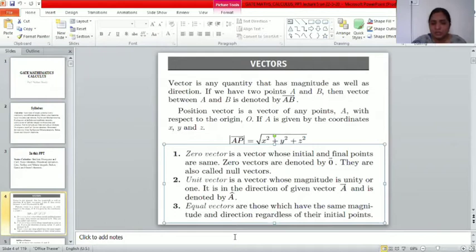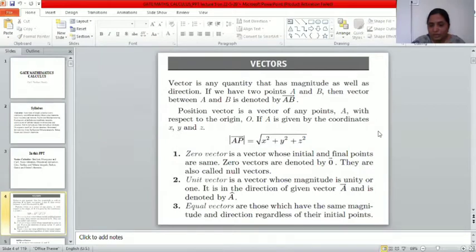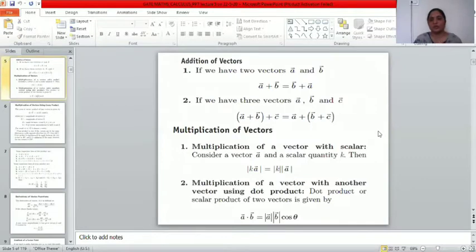Then equal vectors are those vectors which have the same magnitude and same direction regardless of the initial points. So initial points can be anywhere, but if they have the same magnitude and same direction, then we can say they are equal vectors. Next property, addition of vectors. The two vectors A bar and B bar can add, like A bar plus B bar is the same as B bar plus A bar. So it is commutative. If we have three vectors A bar, B bar, C bar, then in A bar plus B bar plus C bar, we can combine B bar and C bar and keep A bar outside.